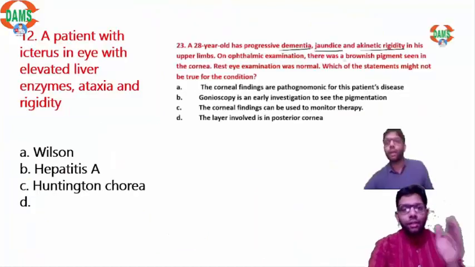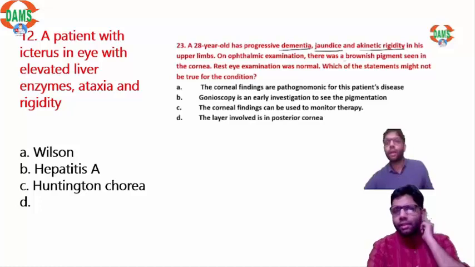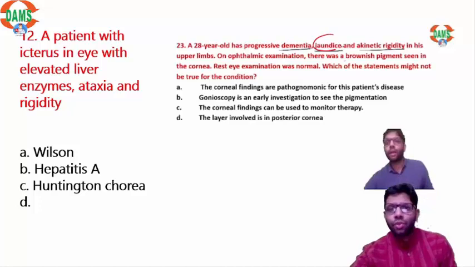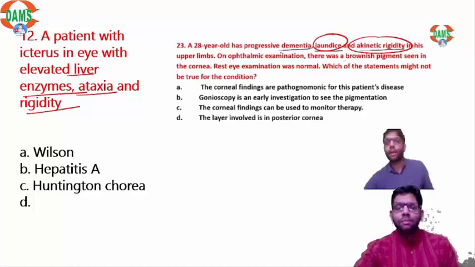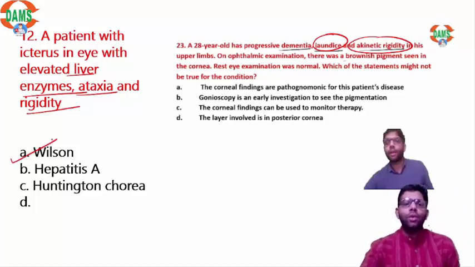Now, see a direct question from one of the TNDs. A patient with icterus in the eye, maybe jaundice, a patient with ataxia, akinetic rigidity, elevated liver enzymes, dementia, means basal ganglia, liver and eyes are having some problem. Answer is nothing but Wilson's disease.